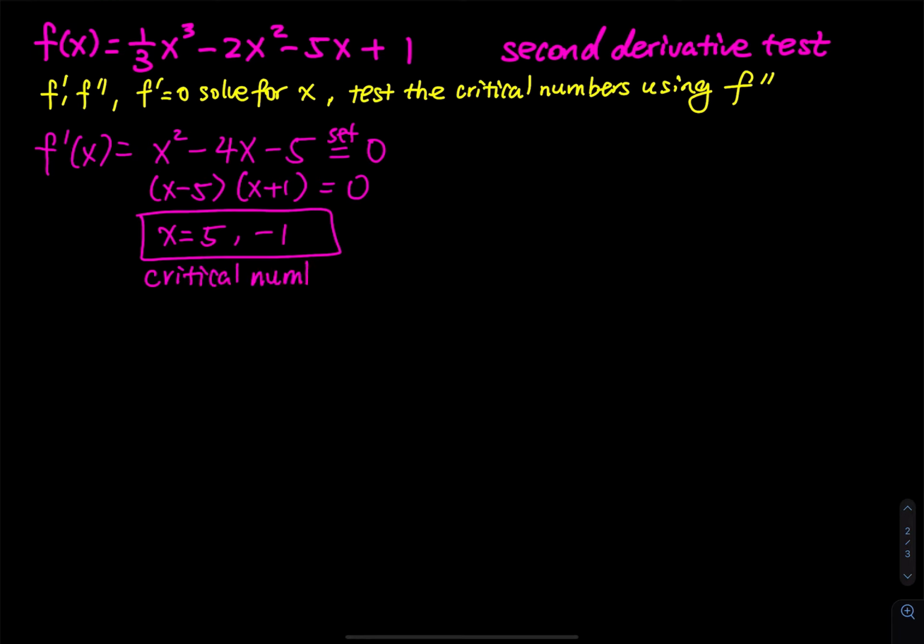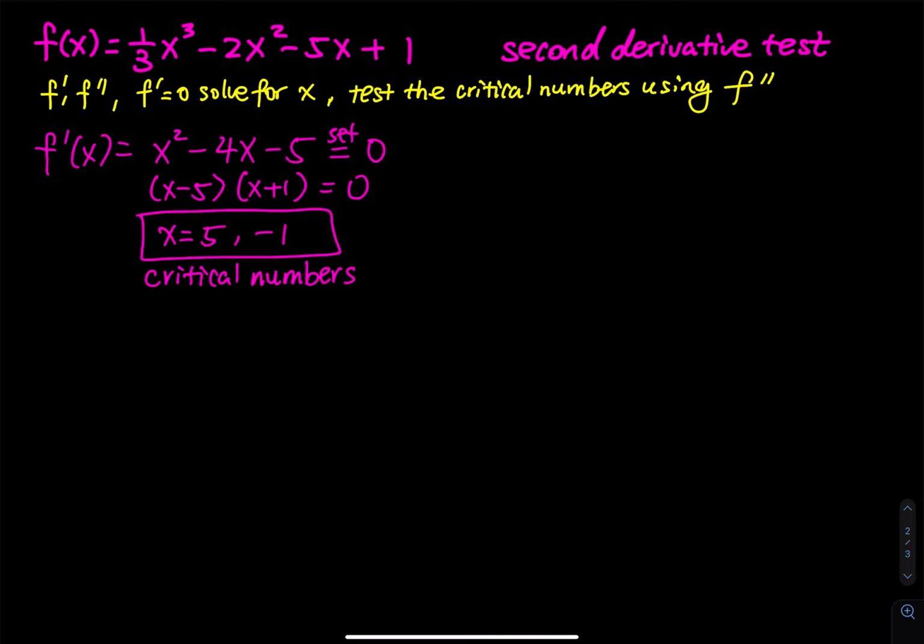Now, let me ask you a question. Does the domain of f affect the critical number? The answer is no. Take a look at the function. That is a third degree polynomial. x can be any positive or negative value you want, and x can be 0. So the domain of the given function is all real numbers. So that means 5 and negative 1 are both critical numbers, right?